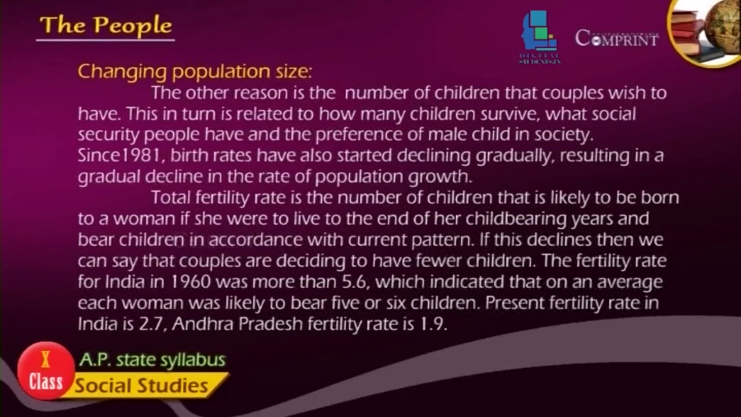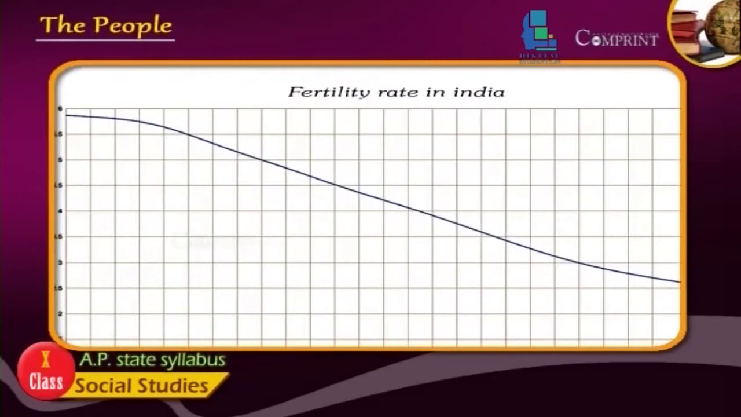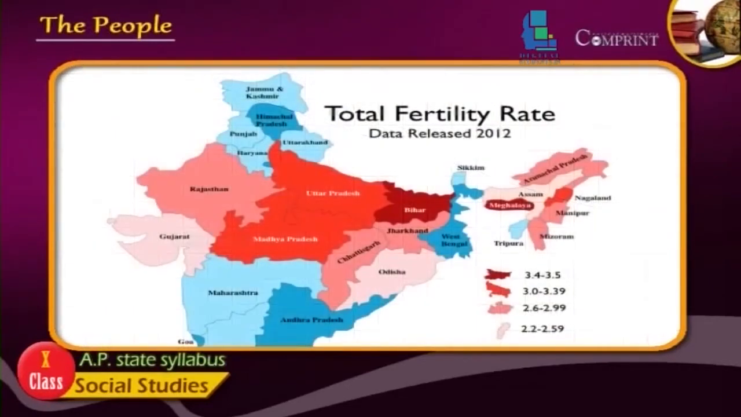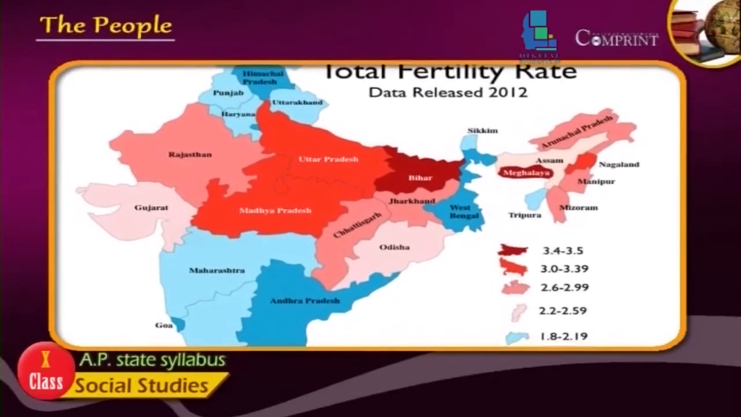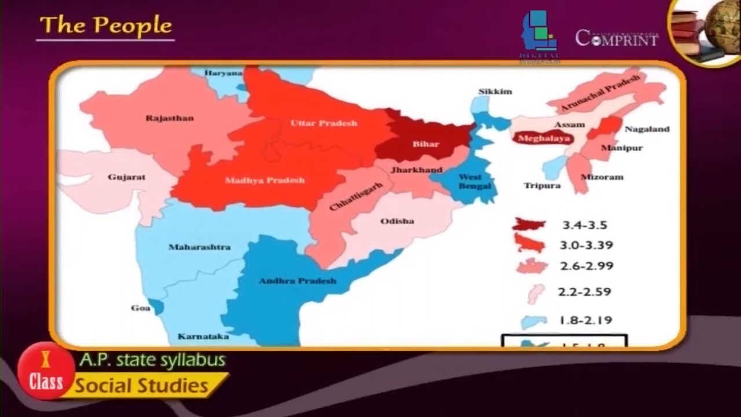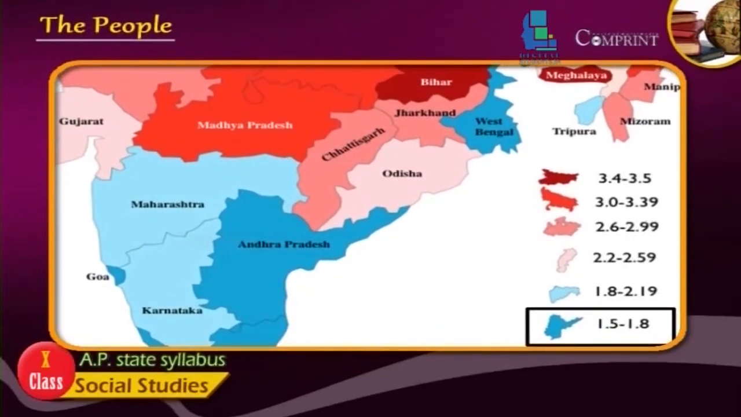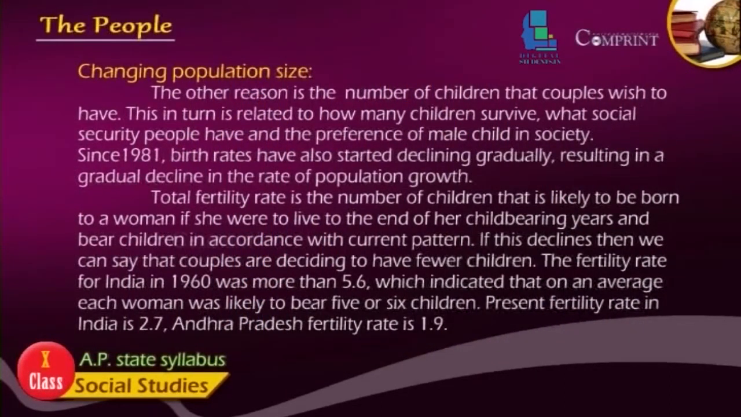Since 1981, birth rates have also started declining gradually, resulting in a gradual decline in the rate of population growth. Total fertility rate is the number of children that is likely to be born to a woman if she were to live to the end of her childbearing years and bear children in accordance with the current pattern. If this declines, then we can say that couples are deciding to have fewer children. The fertility rate for India in 1960 was more than 5.6, which indicated that on average each woman was likely to bear 5 or 6 children. The present fertility rate in India is 2.7. Andhra Pradesh's fertility rate is 1.9.